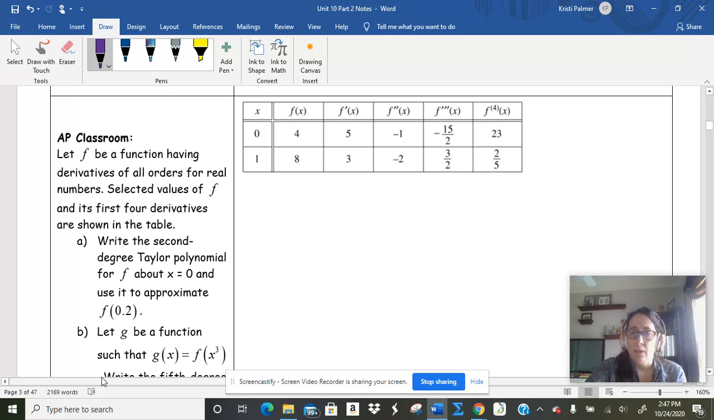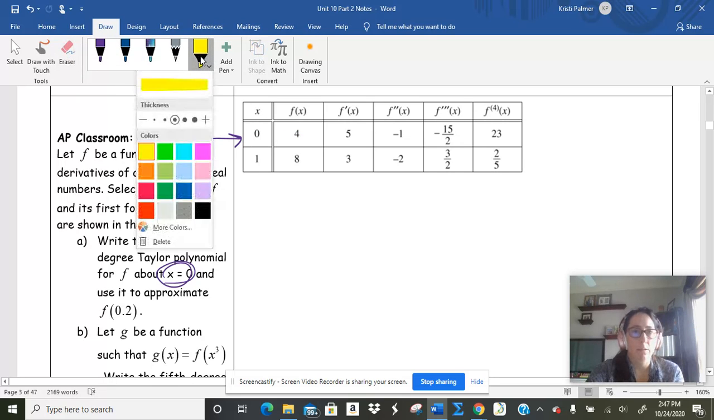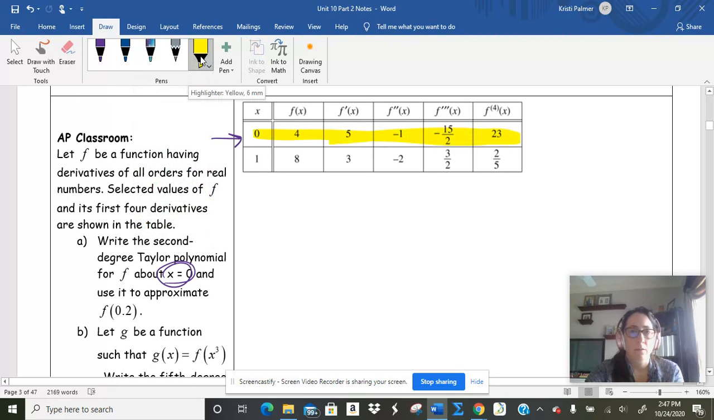Okay? So hopefully you got that last one okay. If not, we'll talk about it in class. And let's go through this one. Second degree Taylor polynomial about 0. So about 0 is on this line. So this is with the 0 part.